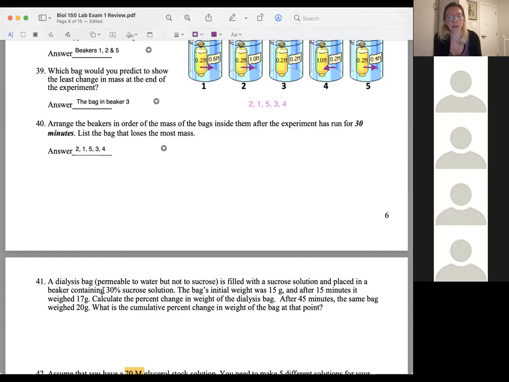And then it gives us another time point. After 45 minutes, the same bag weighed 20 grams. What is the cumulative percent change in weight of the bag at that point?